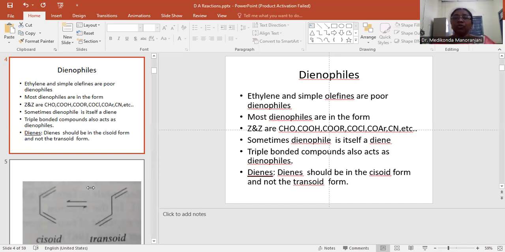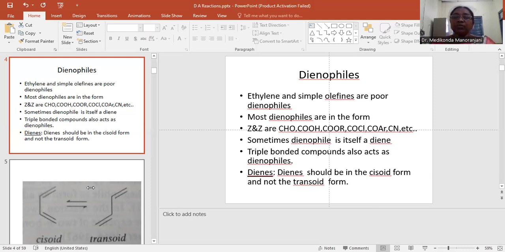Ethylene and simple olefins are poor dienophiles. Most dienophiles are in the form where Z and Z dash are CHO, COOH, COR, COCl, COAr, CN, etc. So Z and Z dash are electron withdrawing groups on the dienophiles. Sometimes the dienophile itself acts as a diene. Triple bonded compounds also act as dienophiles.